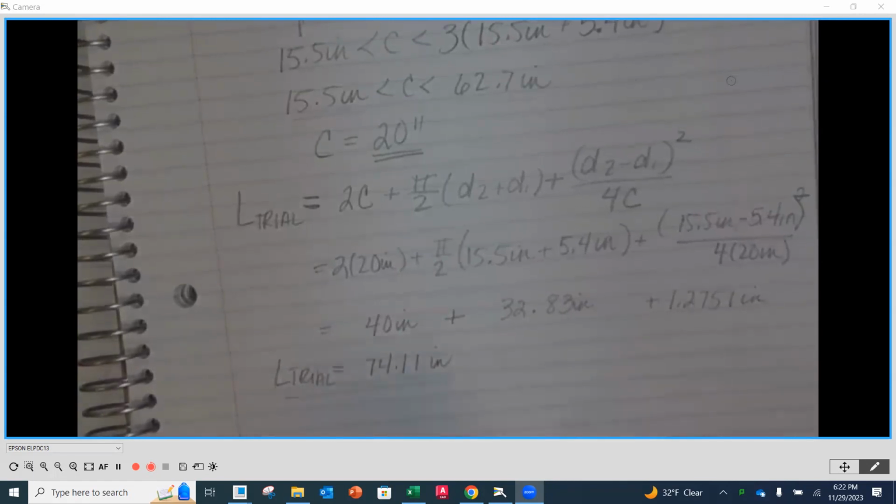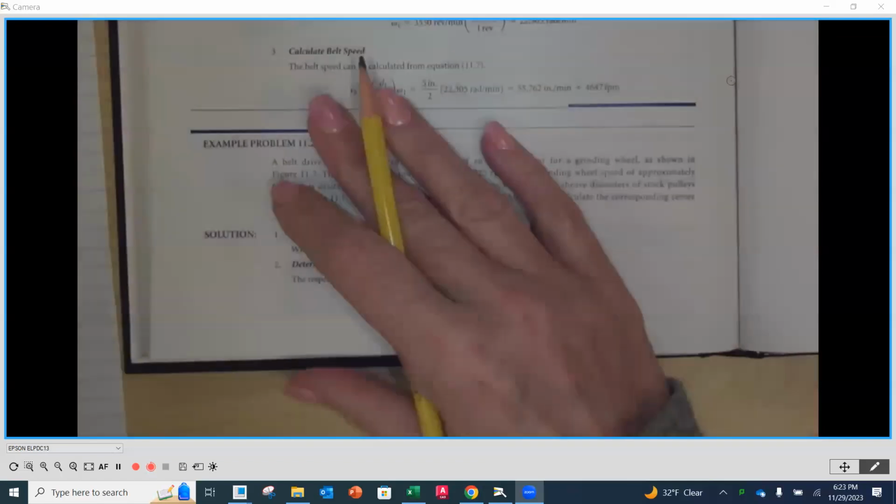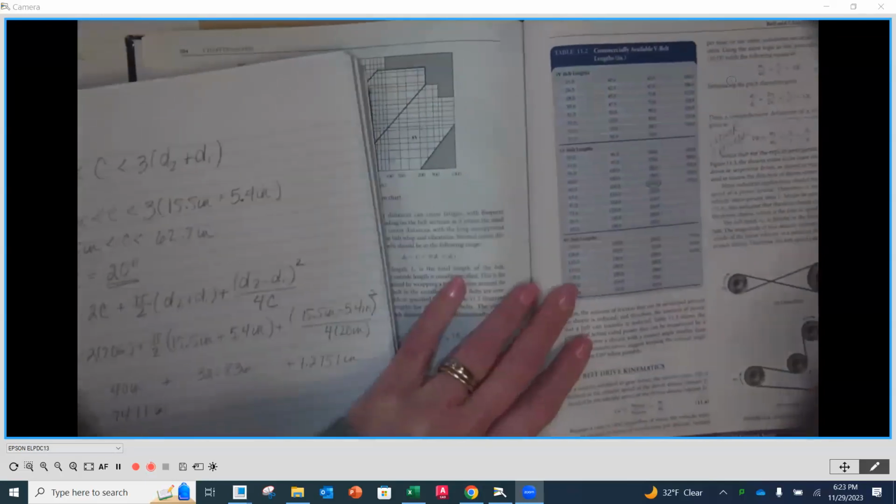All right, good. So as we look at this number, this is based on a 20-inch center line, but we now need to pick a belt that is close to that length, because it's going to be a continuous belt that we're going to get at NAPA or somewhere like that. So we're going to go to the 5V belts and look at what is the closest to 74.11. We've got a 75, right?